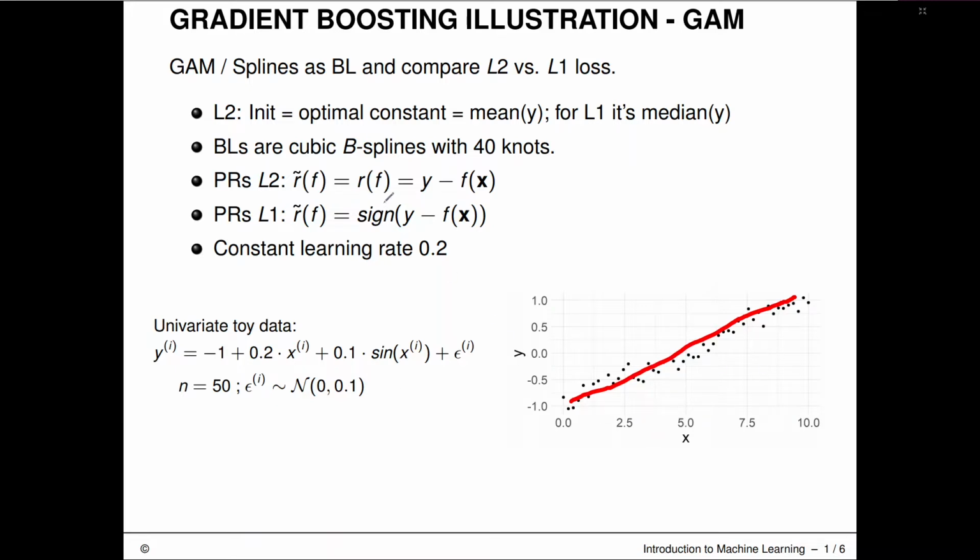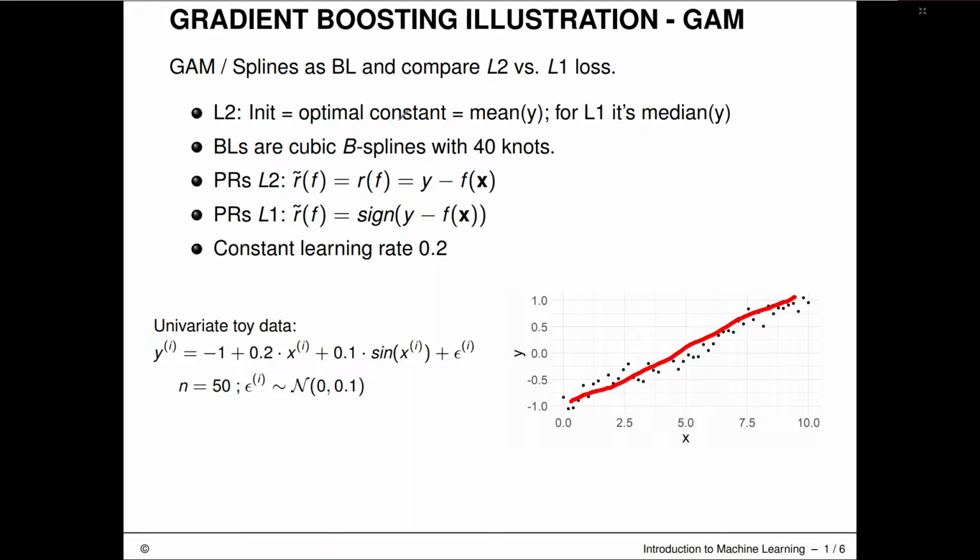And as a model, I'll use a GAM model. If you don't know what that is, that simply uses splines as base learners. Specifically, I'll use cubic B-splines with 40 knots. And in order to introduce a little bit more variation into the algorithm, we'll compare L2 loss versus L1 loss.